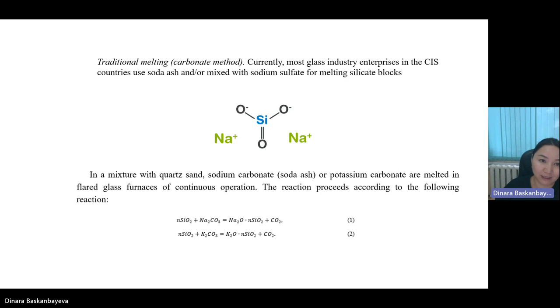This is the traditional melting that most industrial enterprises in the countries use, mixed with sodium sulfate for melting silicate blocks.